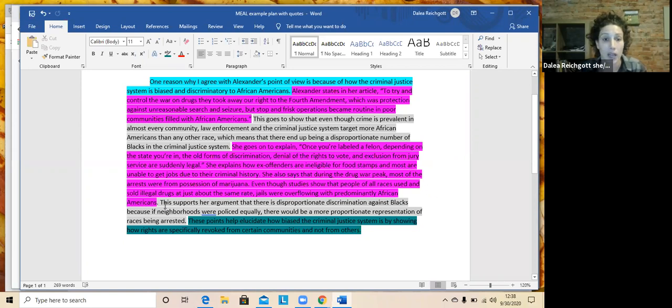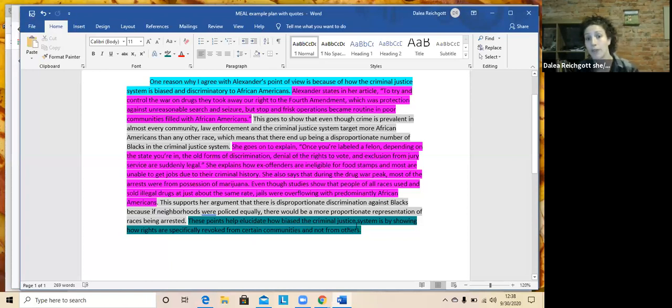Then we get our explanation. This supports her argument. This is a great way to start your explanation or analysis part of your paragraph. This supports her argument that there is disproportionate discrimination against Blacks, because if neighborhoods were policed equally, there would be a more proportionate representation of races being arrested. So this is our author's explanation of the examples that they gave.